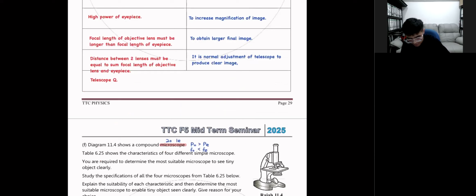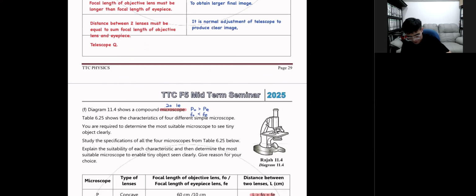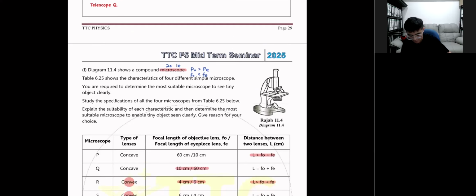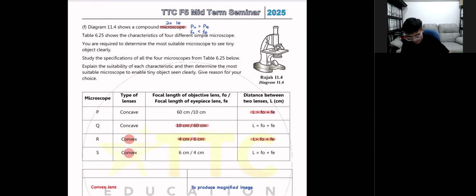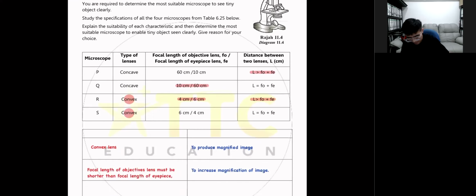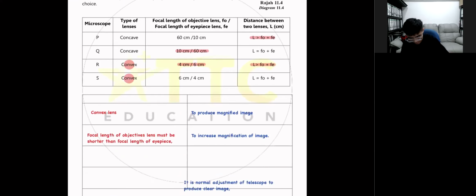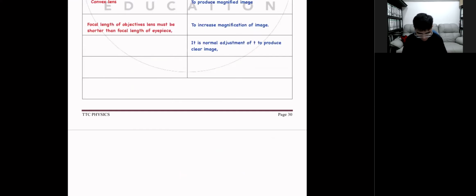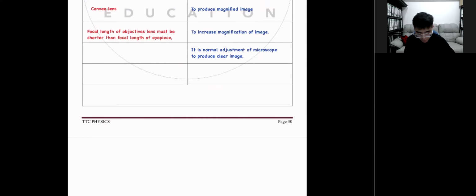It is the normal adjustment, see, I copy from the top. It's the normal adjustment. But of course, I have to change the keyword. Just now I said it's the normal adjustment for telescope, right? This one I will write is the normal adjustment for microscope. So it's the normal adjustment for the microscope to produce a clear image.